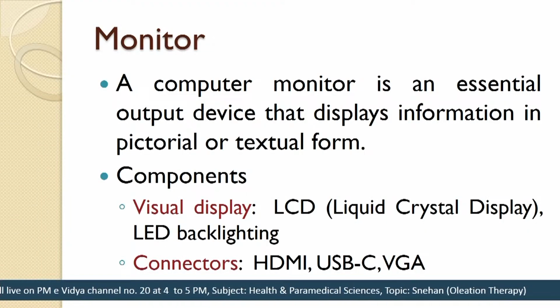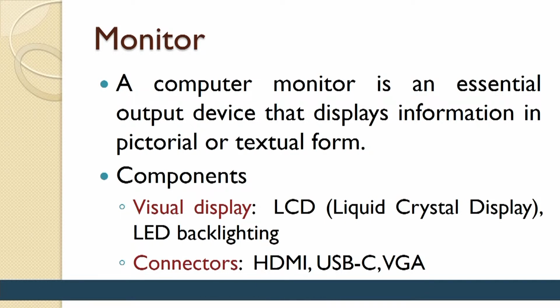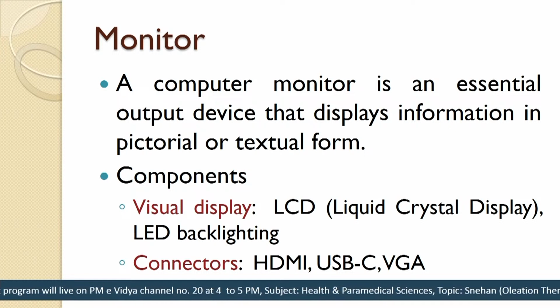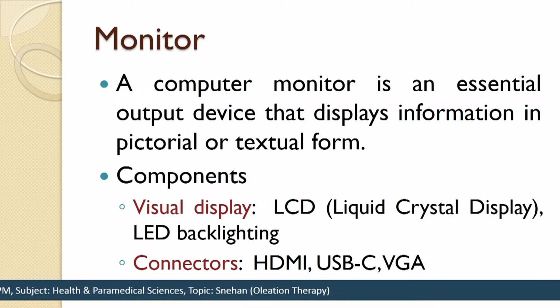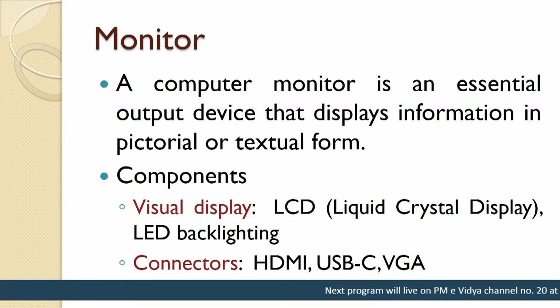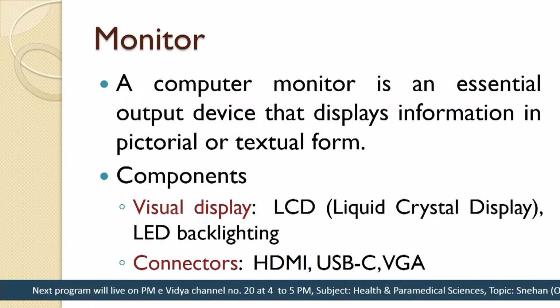Generally, a monitor has 2 components: one is the visual display and the second is the connector. The visual display is actually the monitor, which is made up of various technologies like LCD, liquid crystal display, or LED backlighting. And another one is the connector. Through this connector a monitor is connected to the CPU, and there are various types of connectors like HDMI, USB-C or VGA type connectors.